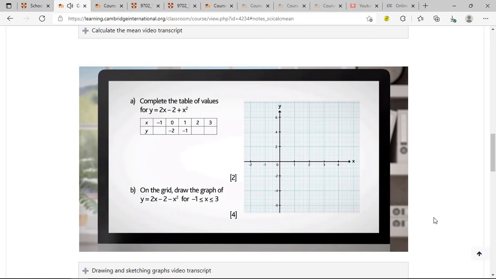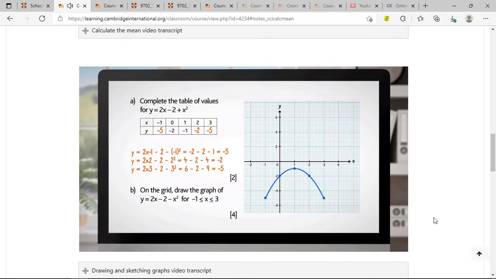Now complete the table and draw the graph. You may wish to pause while you do this. You should have the y-coordinates -5, -2 and -5. When you plot them and draw a smooth curve through them, you should have a diagram like this.